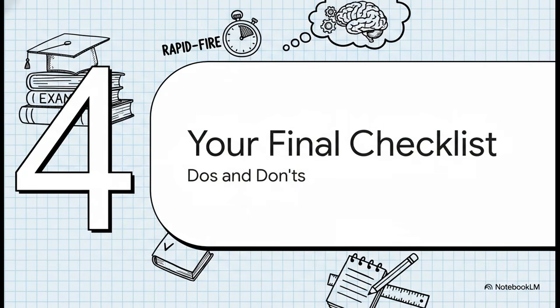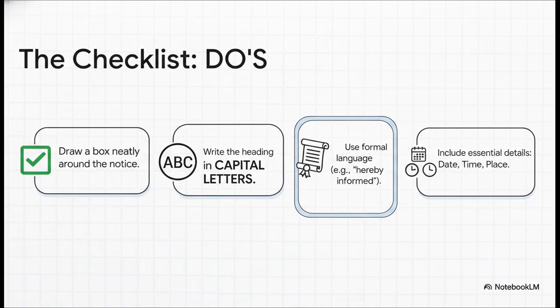All right, we've seen the blueprint and we've seen it in action. Now, to make sure this all sticks, let's run through a rapid-fire checklist for exam day. First, the do's. These are your non-negotiables. You must draw that box. You must use capital letters for the heading. You must use formal language. And you absolutely must include the essential details, like date, time, and place. These are your guaranteed points right here.